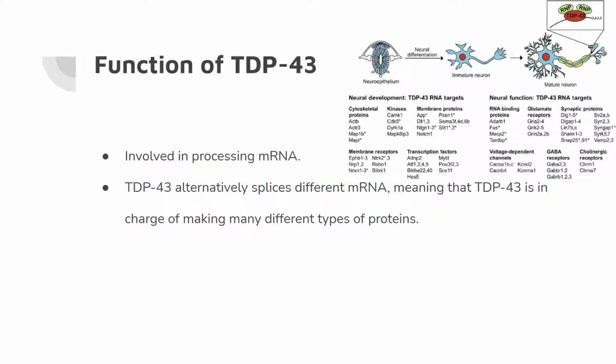The function of TDP-43. It's involved in processing mRNA. TDP-43 alternatively splices different mRNA, meaning that TDP-43 is in charge of making many different types of proteins, which explains why a mutation in it would cause such great damage. You can see in this little figure here, it shows what happens in neurodegeneration when TDP-43 is incorrectly folded or there's a mutation in it.